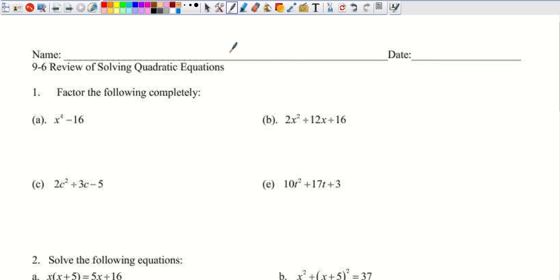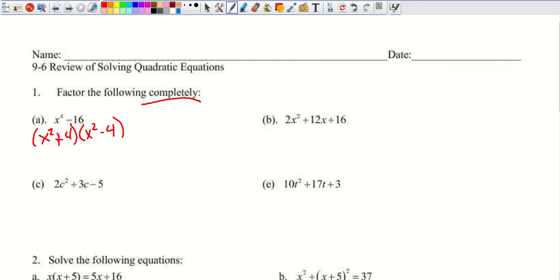So for 9-6, we're taking a look at factoring completely to start with. Remember, we're looking for a checklist: GCF, perfect squares, trinomial, and then we're always looking to see if we can keep factoring each of those factors. So the first one has two terms with a minus. This is a difference of perfect squares. So this is going to be x squared plus 4, and then x squared minus 4, when we do the square roots of x to the fourth and 16.